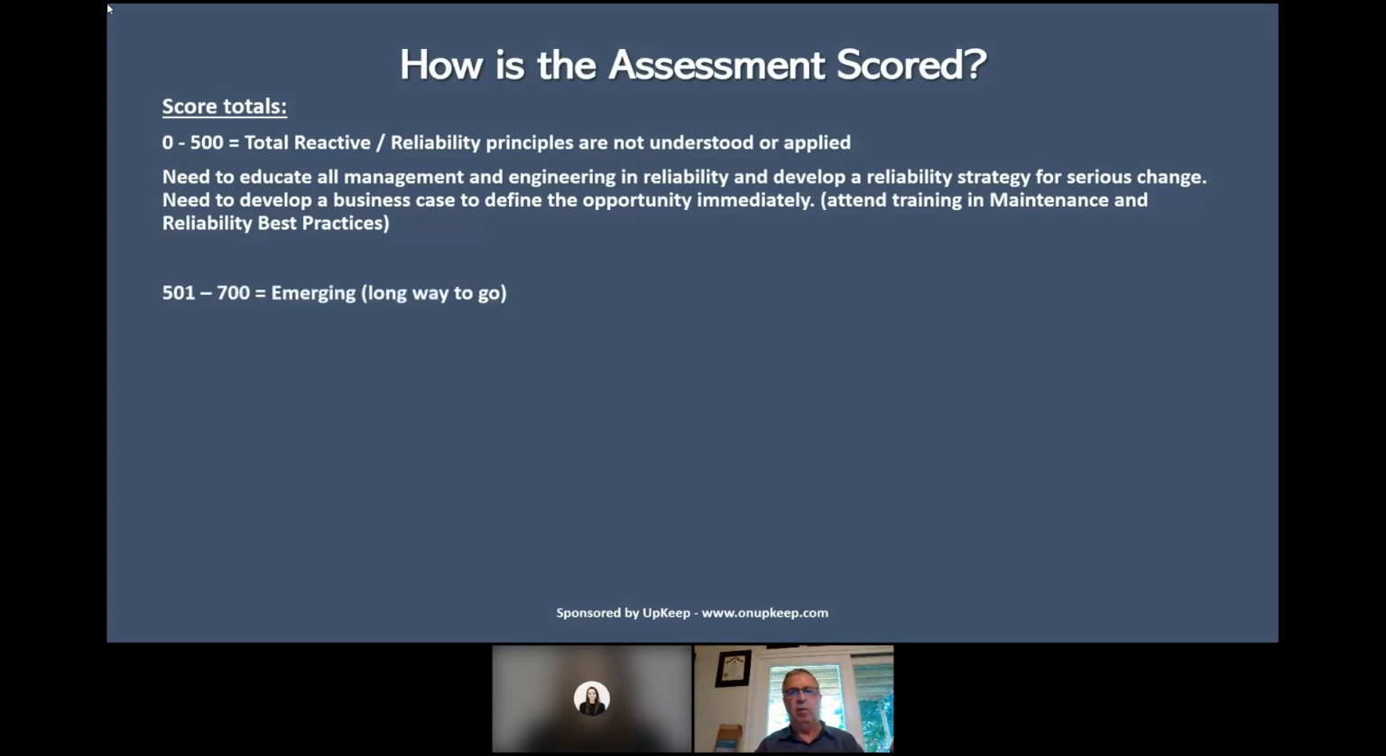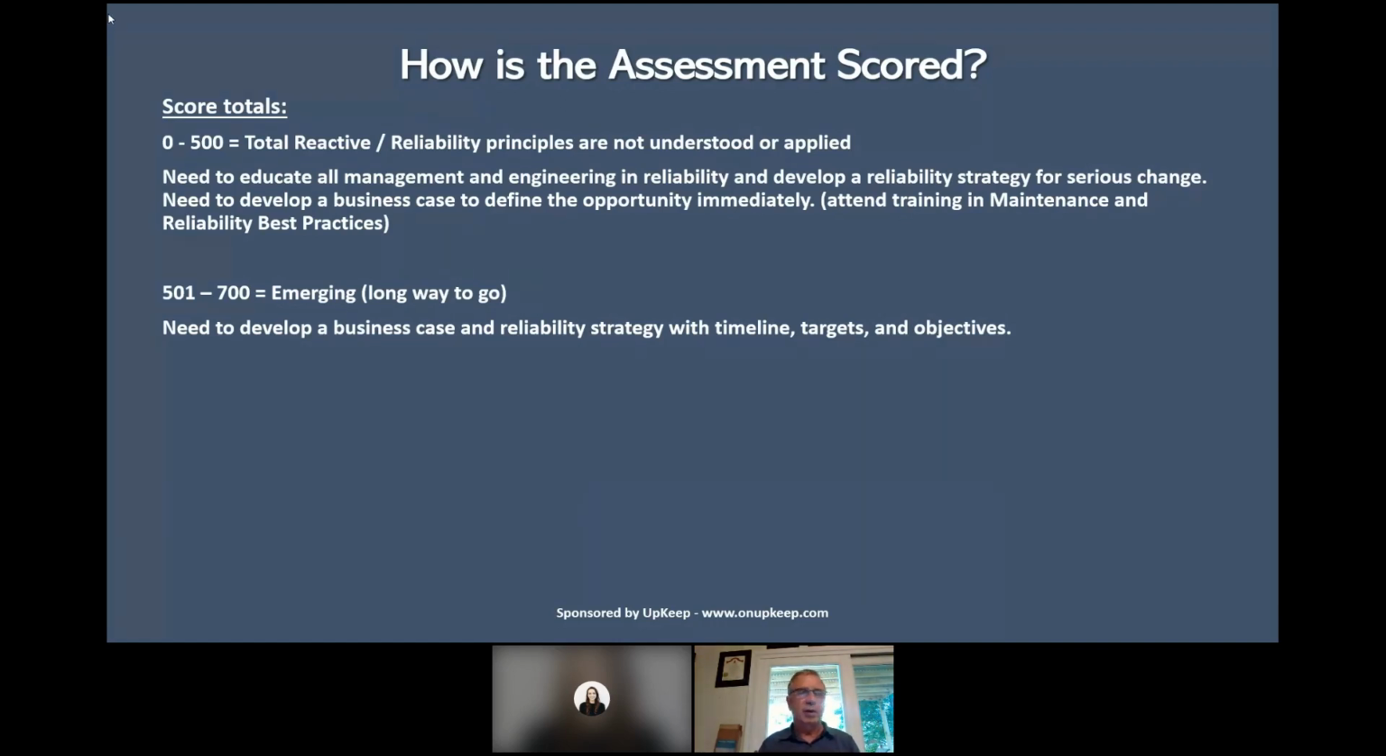Okay. And then what can you do? Attend training and maintenance and reliability best practices. Okay. So if you score between 501 and 700, it's emerging. You got a long way to go. That's okay. Need to develop a business case. Okay. Business case is, how much are we losing versus where we need to be?